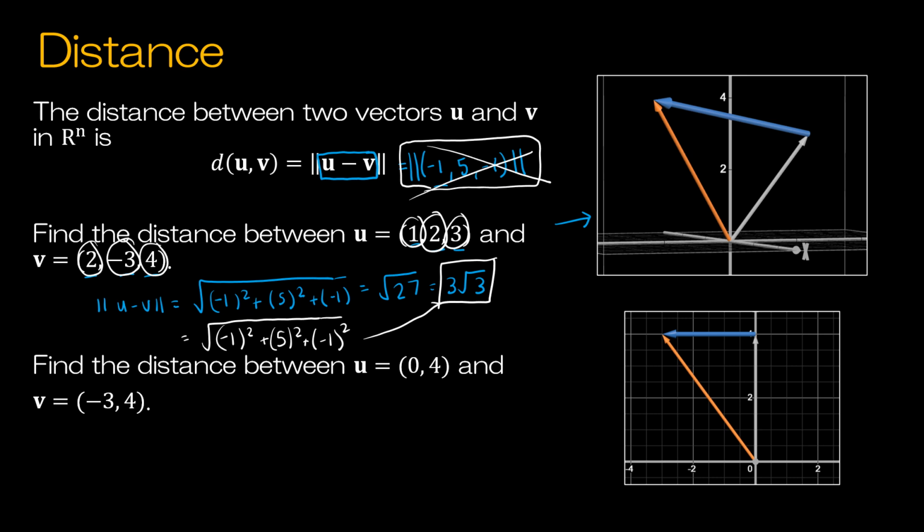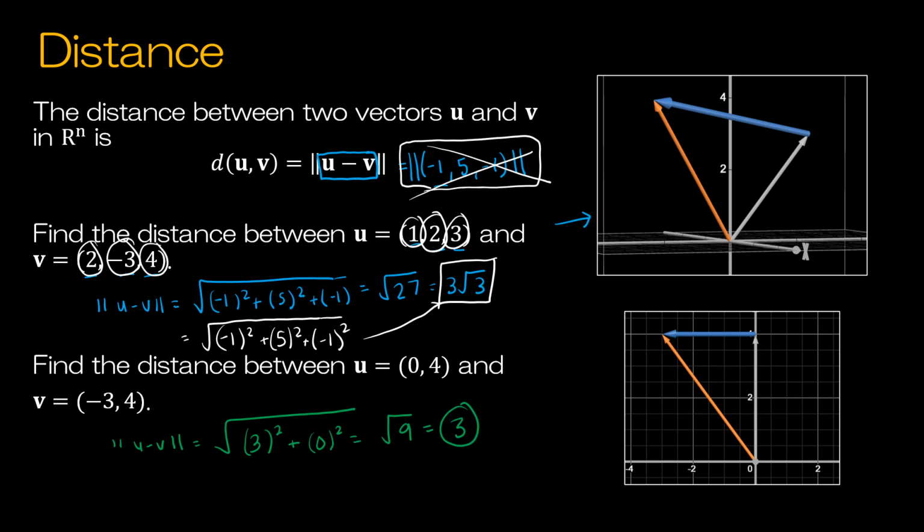So again, it's up to you if you went ahead to find u minus v first. I typically don't do that. So I'm going to go straight to just subtracting. 0 minus negative 3 is positive 3 squared. 4 minus 4 is 0 squared. That gives me the square root of 9, which is 3. Again, you would get that either way that you do it.